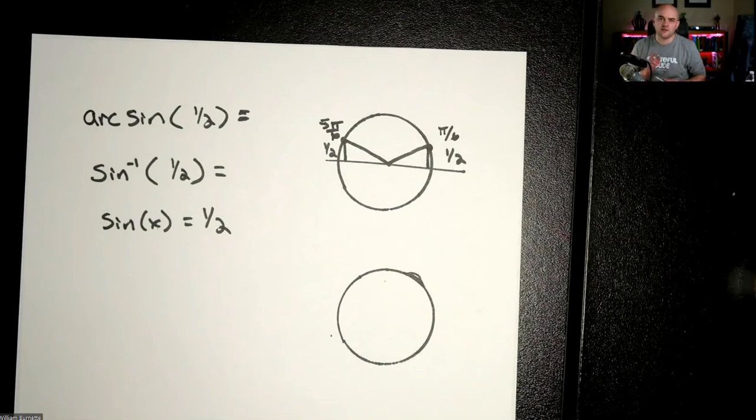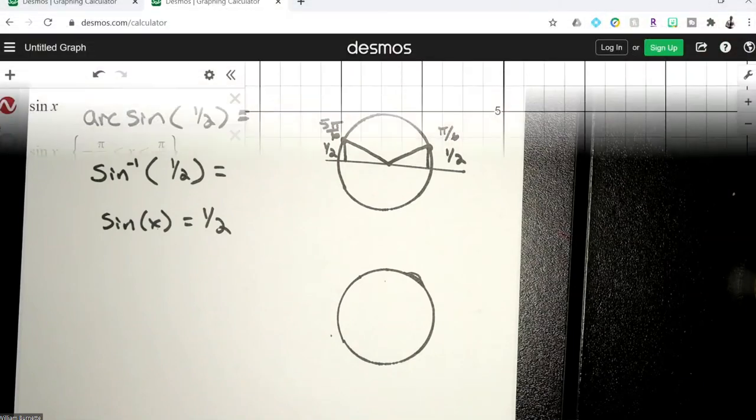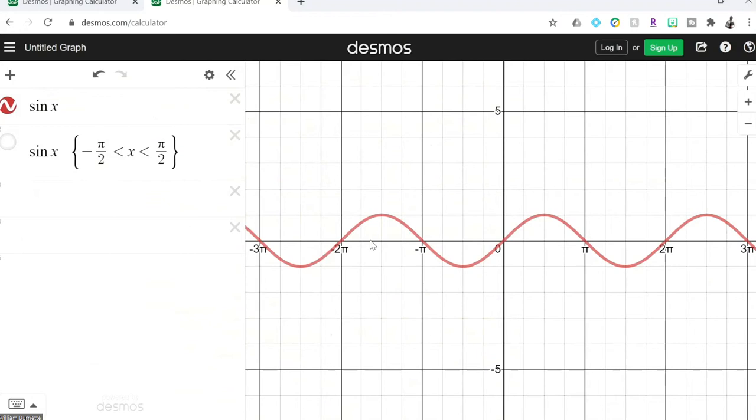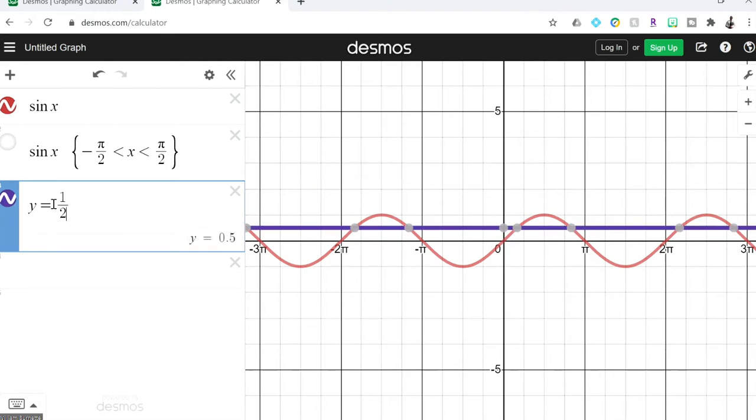In fact, if we look at the graph of sine of x, what does that look like? Well, it looks like this right here. And notice if I were to draw a line at y equals 1/2, I get a whole lot of spots where this is true. So y equals 1/2 is right there. There are all these spots in here where the y value could be 1/2.